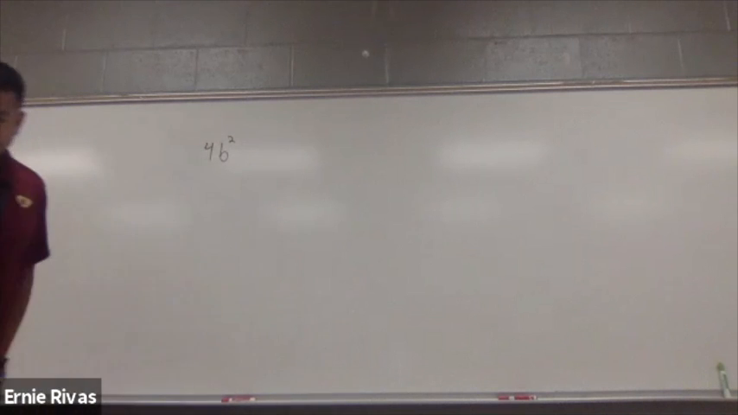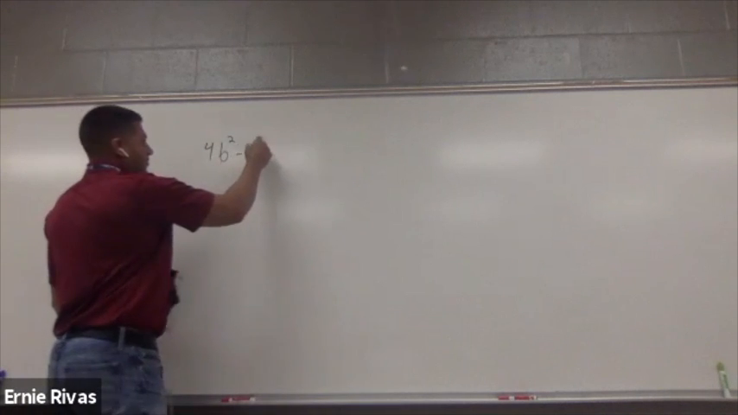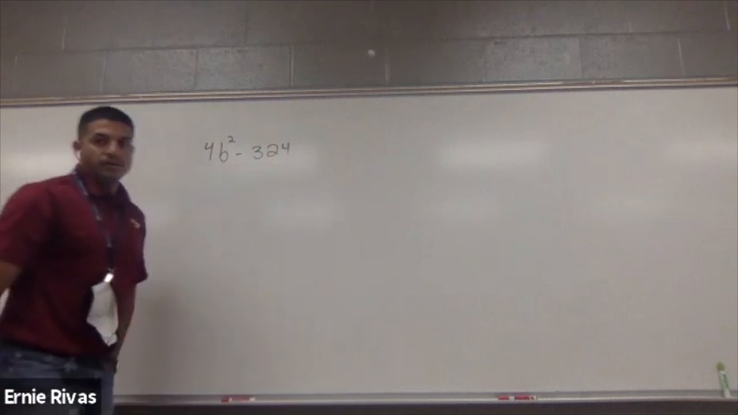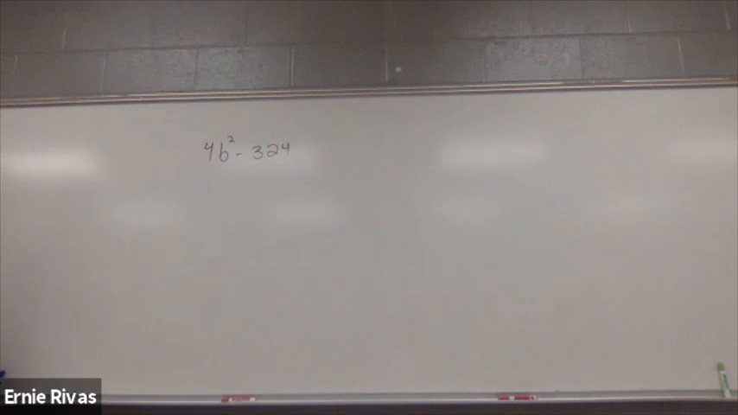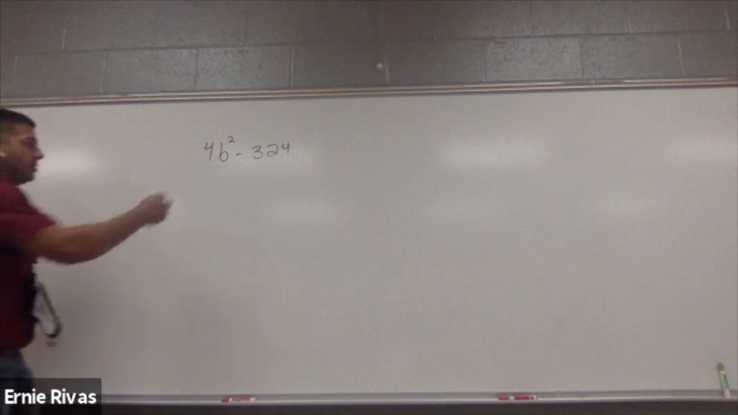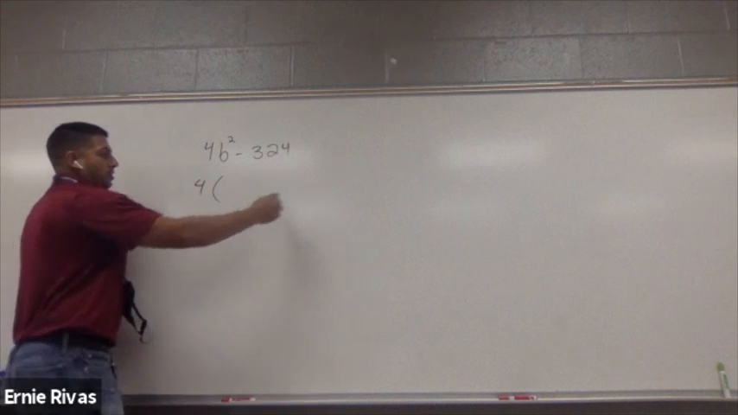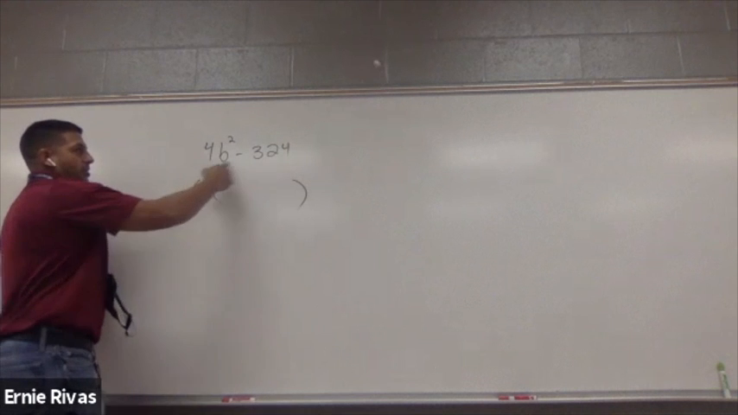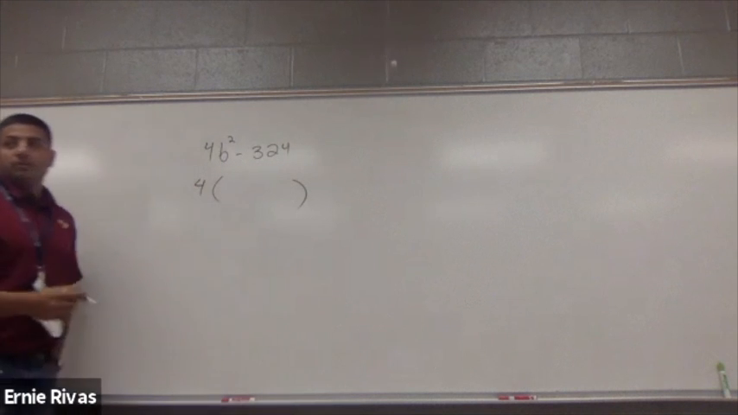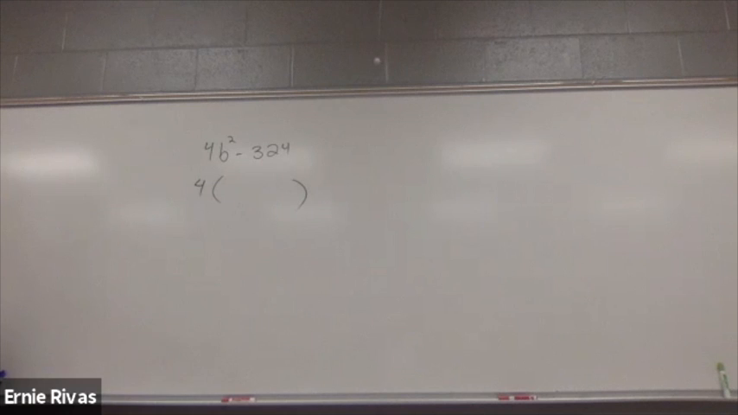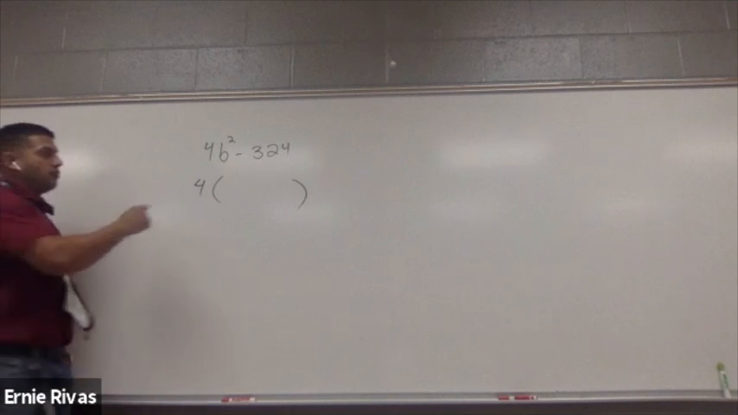4b squared minus 324. And again, the directions are factor completely, right? So is there a common factor between 4 and 324? 4, right? So we're going to pull out the 4, and then we're going to go here. There is no b in this term, so we can't pull out a variable as well. So 4 is the only thing we can pull out.